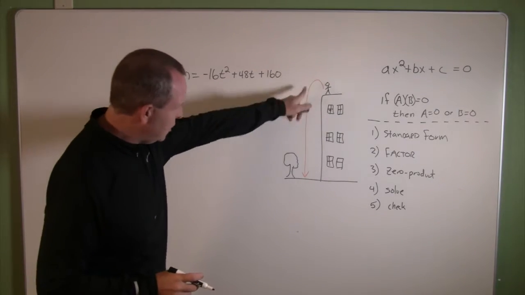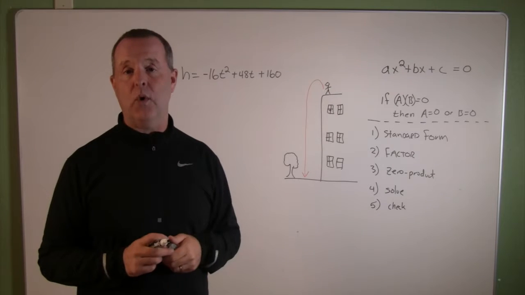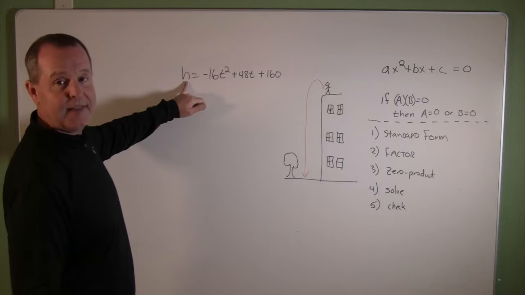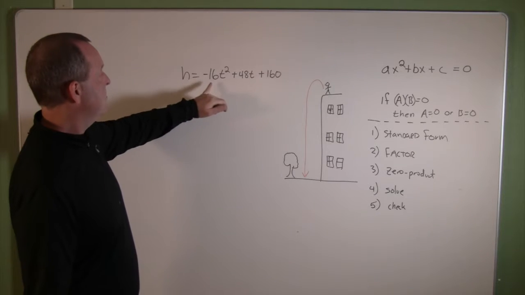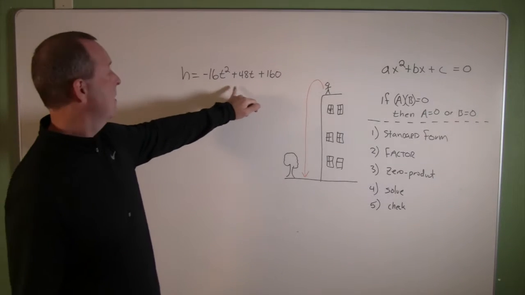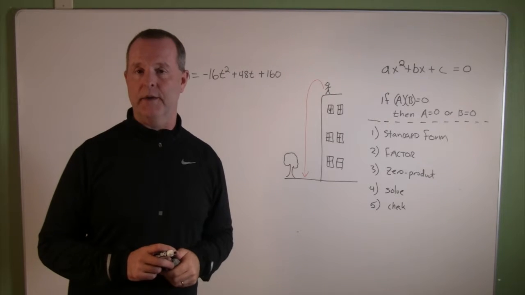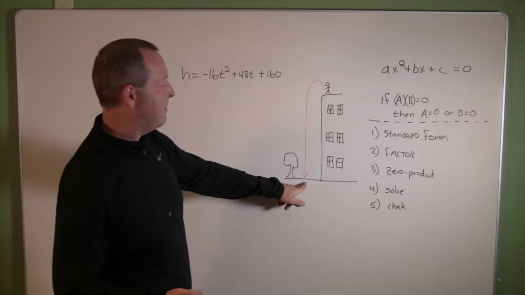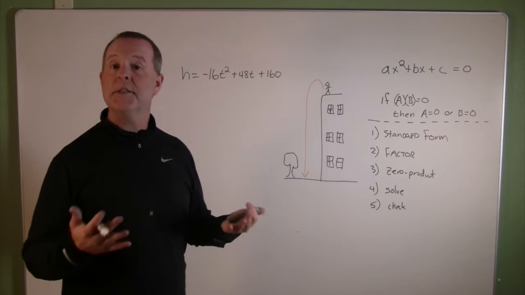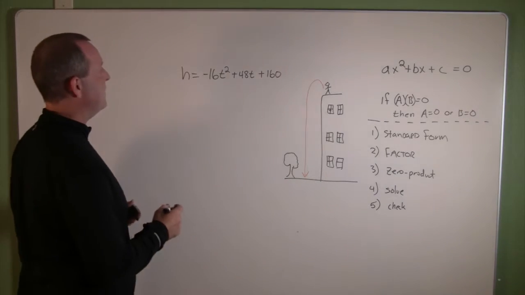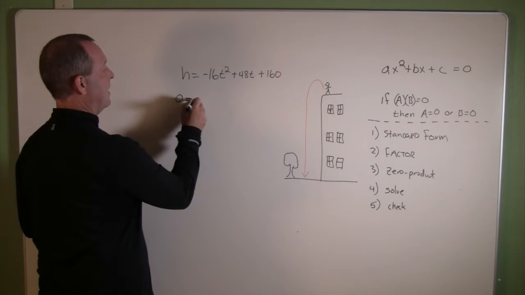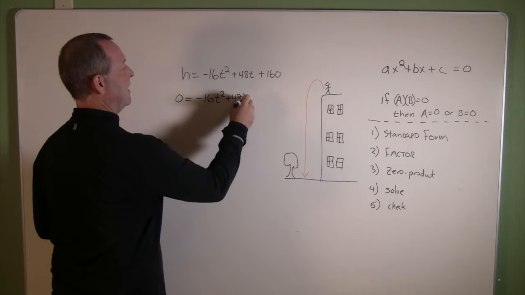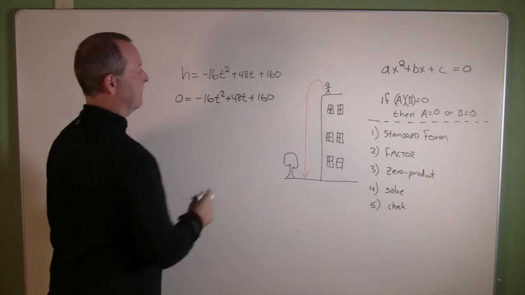And this situation can be modeled in a quadratic that we're familiar with. It's modeled in the quadratic where the height at any particular time is modeled by negative 16t squared plus 48t plus 160. And I want to find out at what point does my height equal 0. So I'm going to rewrite this equation. So I have 0 equals negative 16t squared plus 48t plus 160.